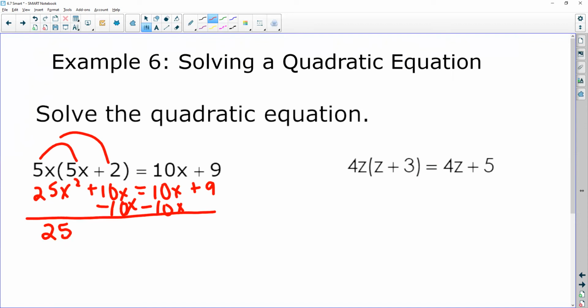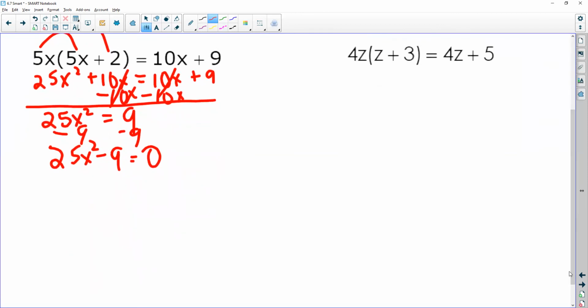Get 25x squared. 10x minus 10x just disappears, equals 9. I'm going to minus the 9 to the other side. So I'm going to get 25x squared minus 9 equals 0. Well, that seems special, doesn't it? It's a difference of squares.